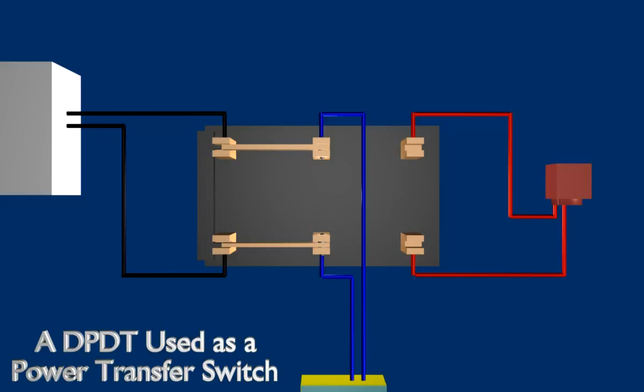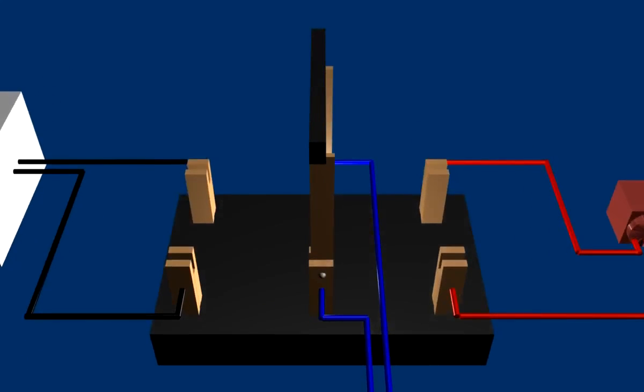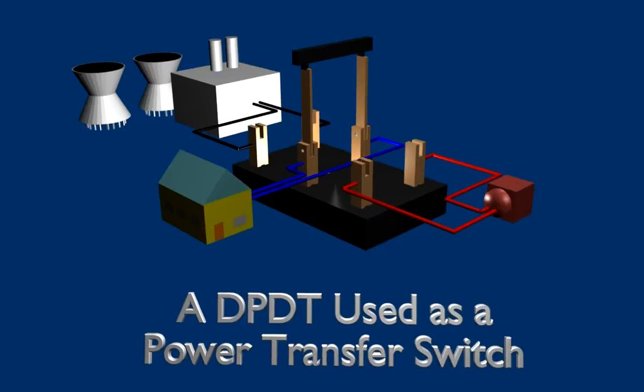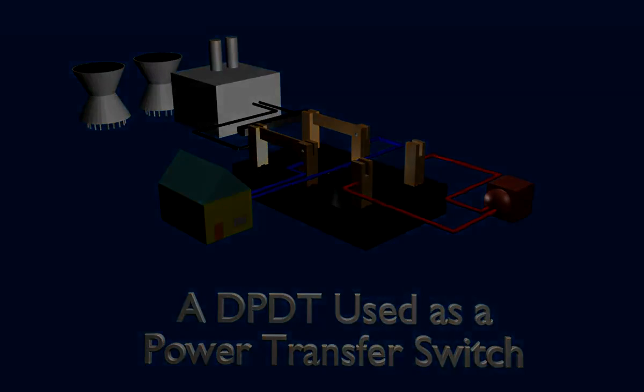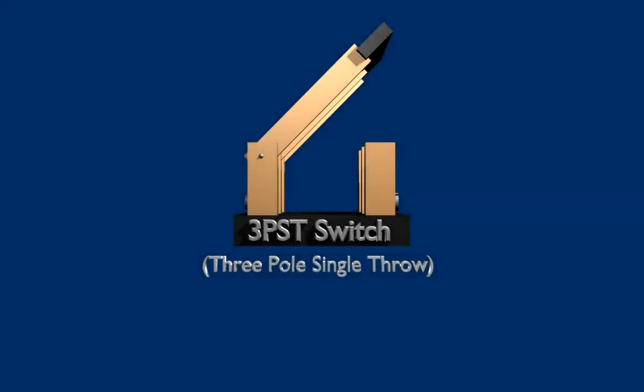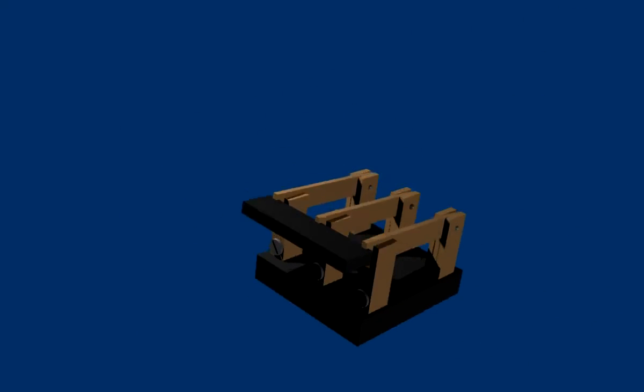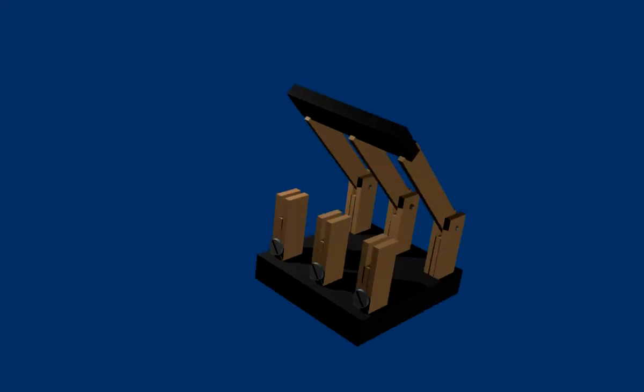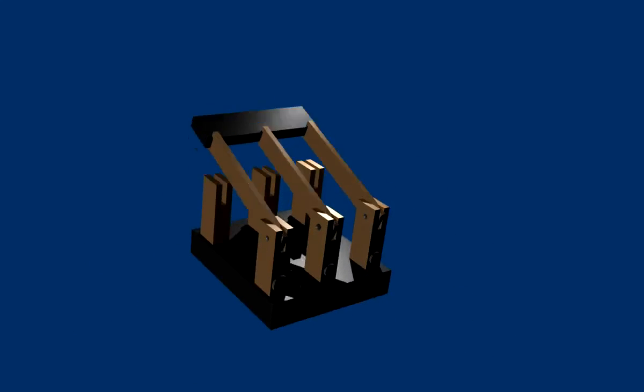One of the things about this design is that it totally isolates the two power supplies from each other. So power from the utility plant cannot run in on the generator, or the generator cannot feed power out on the line and kill a lineman. Here we have a three-pole single-throw switch. When a switch has more than two poles, a number will be substituted for the S or the D.